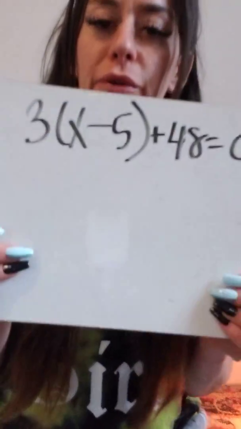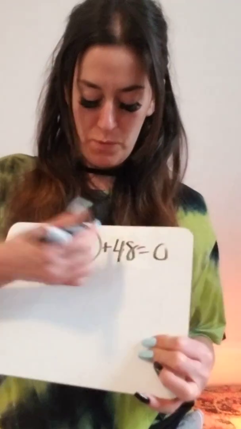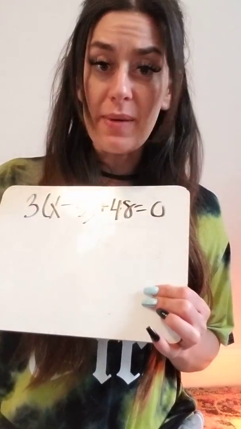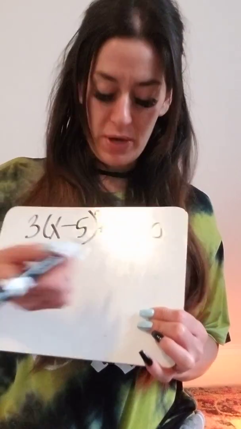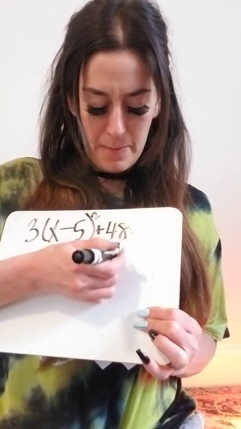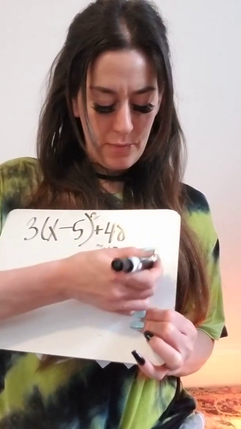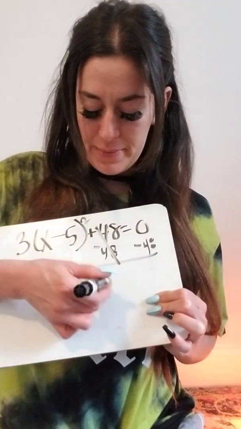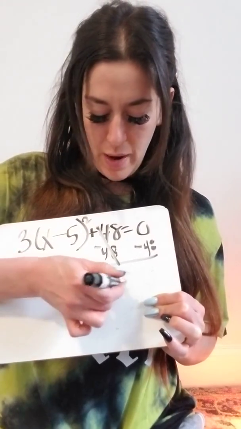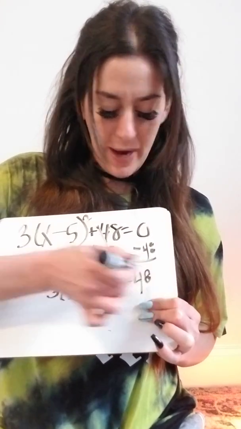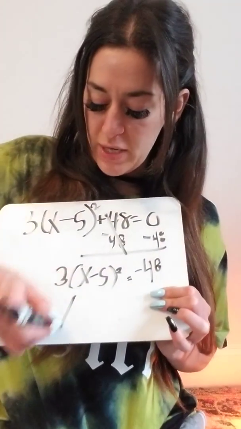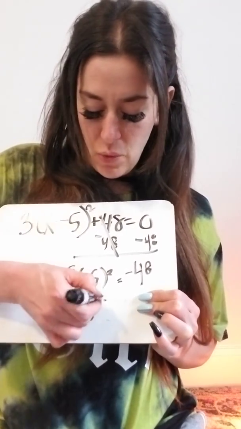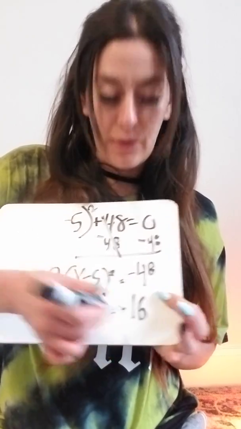What if I have 3 times (x - 5) squared plus 48? Well, my first step is going to be to subtract 48 on both sides. Minus 48, minus 48. This cancels out. I'm left with 3 times (x - 5) squared equals negative 48. Great. Divide both sides by 3. When I do that, I have (x - 5) squared equals negative 16.